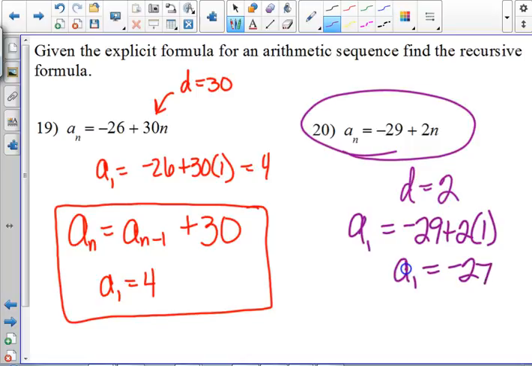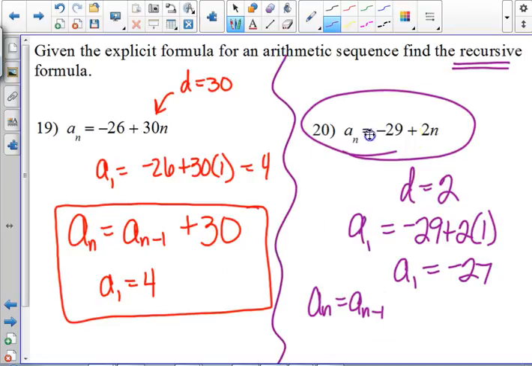Okay, now that I know the first term and the difference, how do I write this one? It wanted the recursive one. So you say to find any term, I take the previous one and do what? Okay, back up a minute. I'm doing number 20. To take this particular one right here, I'm adding 2. So I say a sub n minus 1 plus 2, where the first term was negative 27.